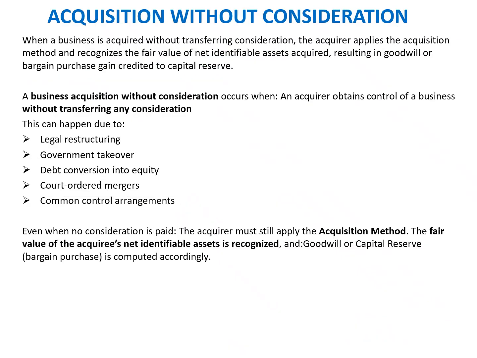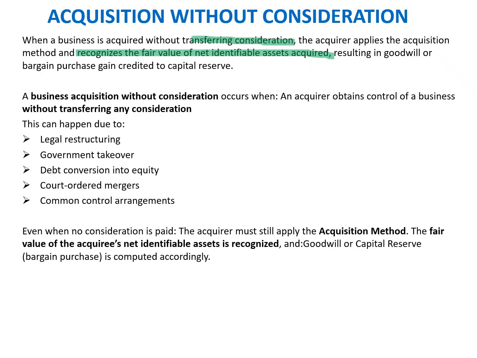Okay. Now we'll talk about a situation when there is an acquisition but it does not have any consideration, and why it arises. We'll also look at that. So when a business is acquired without transferring consideration, the acquirer applies the acquisition method and recognizes the fair value of the net identifiable assets acquired. Which means that even if the consideration has not been paid, it is not impacting the way the accounting has to happen. The treatment is the same.